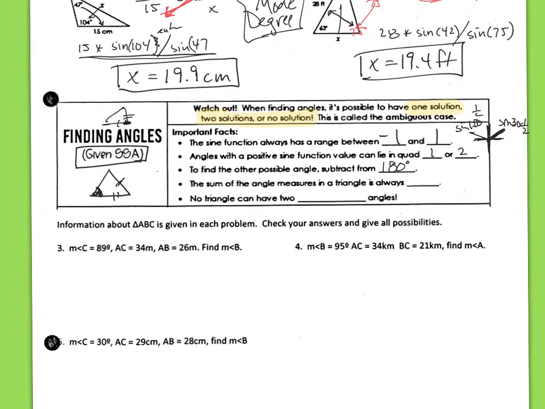So to find the other possible angle, this is the trick right here. This is important. And in 5 minutes, you're going to be like, why did she subtract it from 180? It's because of this right here, to find the other angles that are choices. The sum of the measures of any triangle, of course, you always get 180 degrees in your triangle. And no triangle can have two obtuse angles. So it is a combination of all these little facts that we're going to use here.